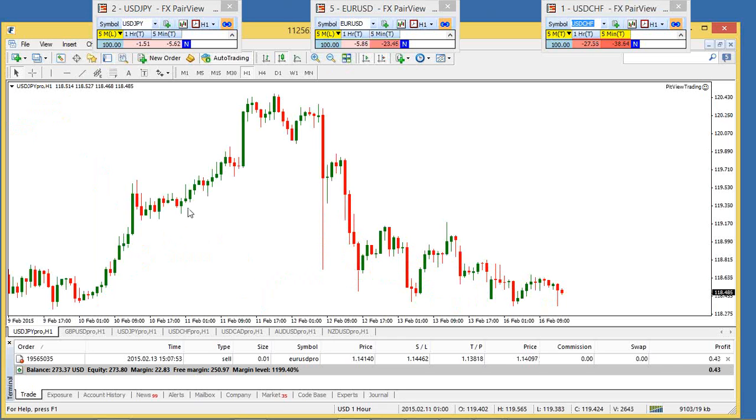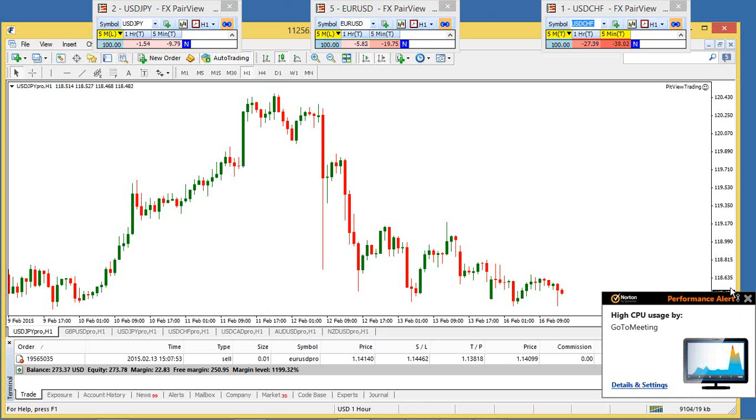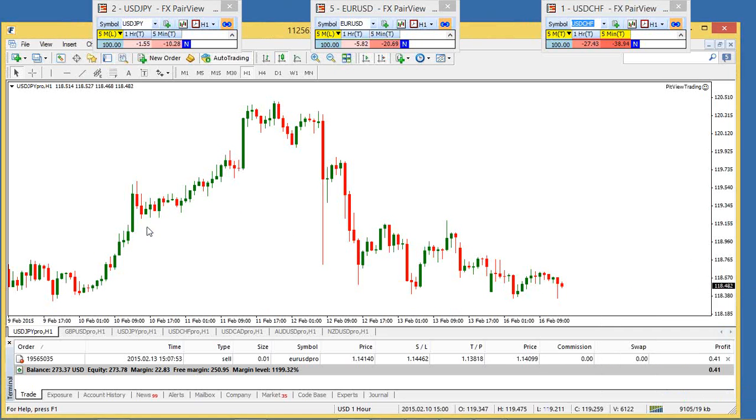up in dollar yen right in through here. This was the non-farm payroll number. You remember this? We got a huge move, about 200 plus pips going up on the dollar yen. And then we had the Bank of Japan that came out and gave their little spiel. This is where we hit our take profit.